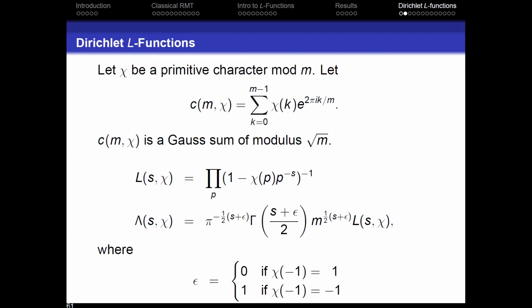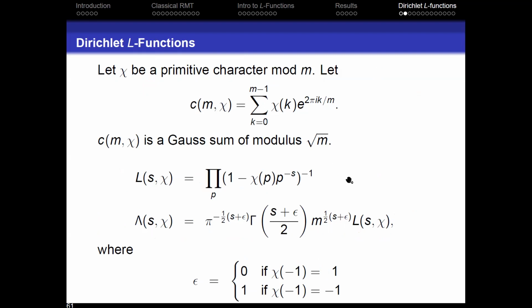And then we define a Gauss sum as follows. So we take k ranging from 0 to m minus 1, and for a fixed character chi, we look at chi of k times e to the 2 pi i k over m. And it turns out that this number is going to have absolute value square root of m. The interesting question is figuring out what the sign is. And that was a very famous problem which Gauss was very proud of solving.